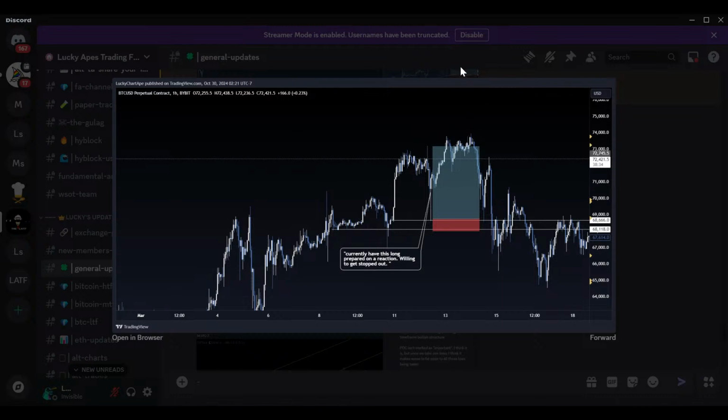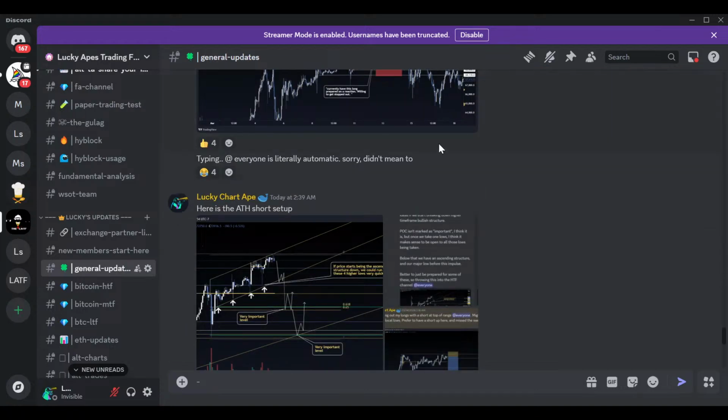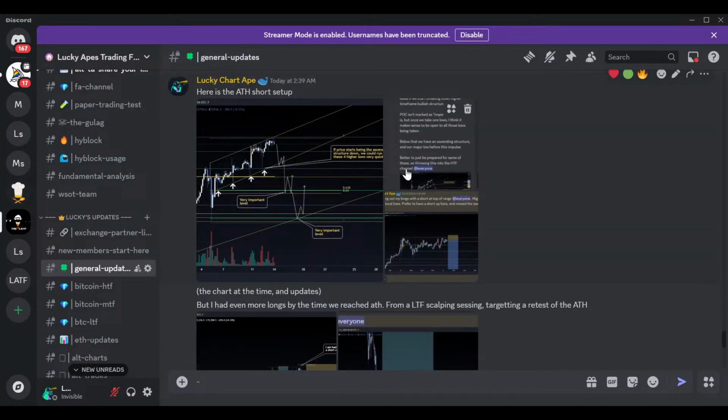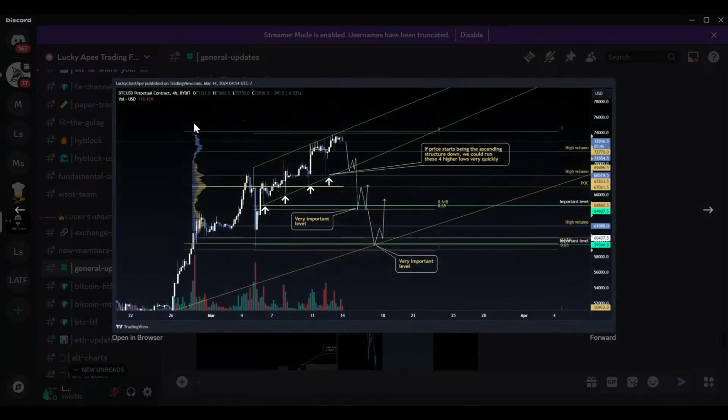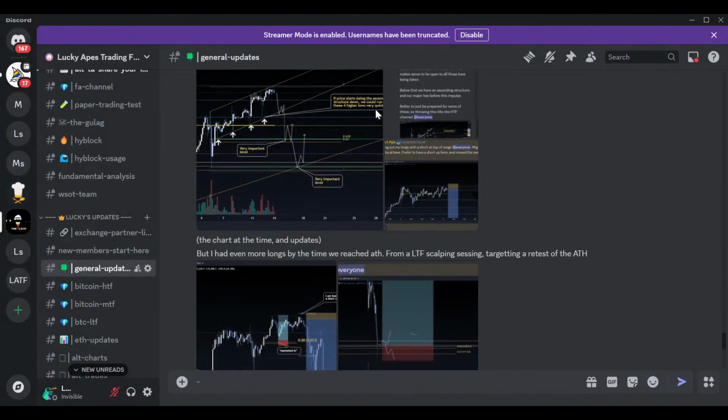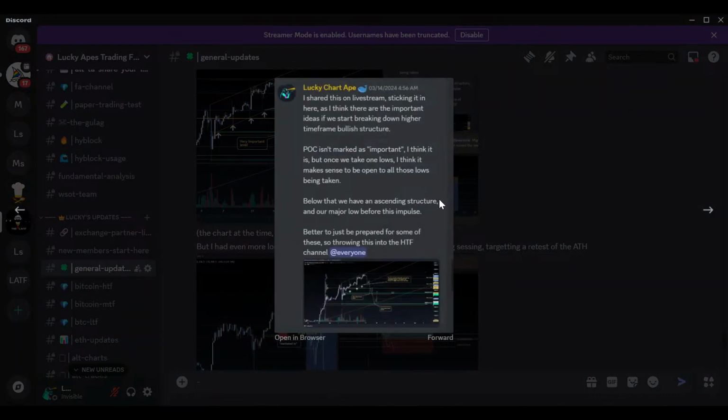And then I shorted 73K as a swing short. And so then I ended this, and at the time, this was my update at 73K, looking for a move back down to the lows of the range. I was getting dogged on Twitter for that idea. But here's the post I gave at the time. I said, I shared this on Livestream, sticking it in here as I think there are some important ideas if we start breaking down higher time frame bullish structure. POC isn't marked as important. I think it is, blah, blah, blah.